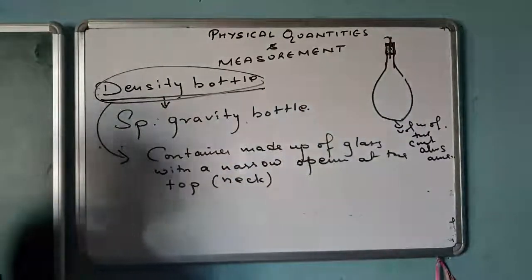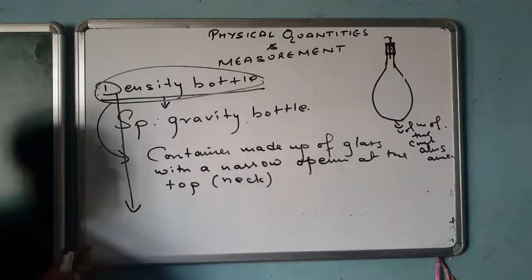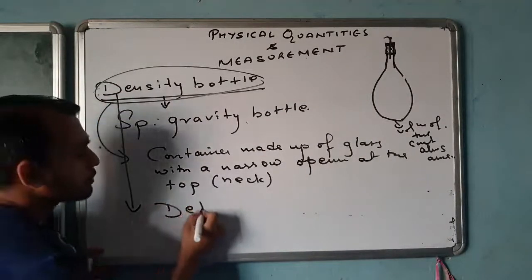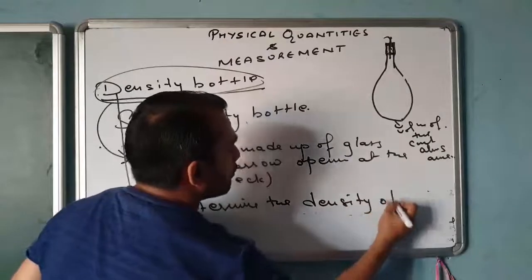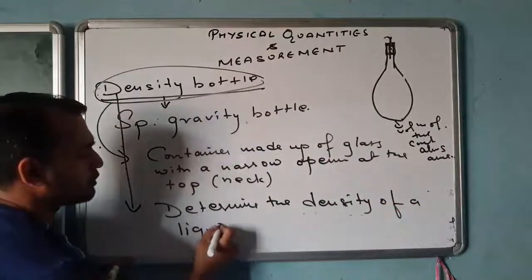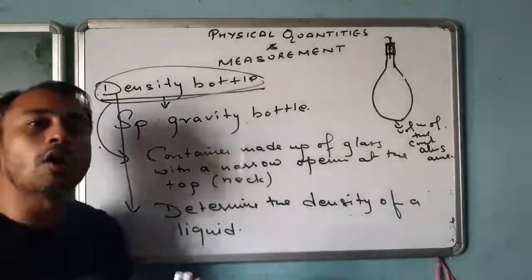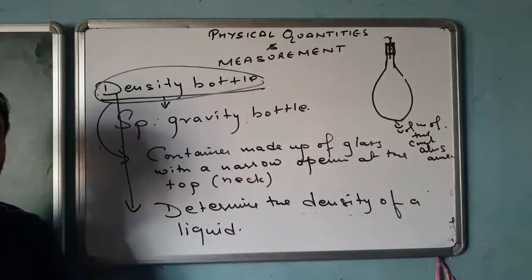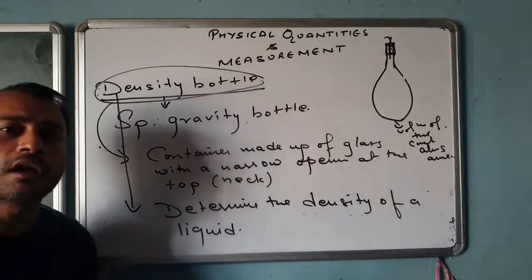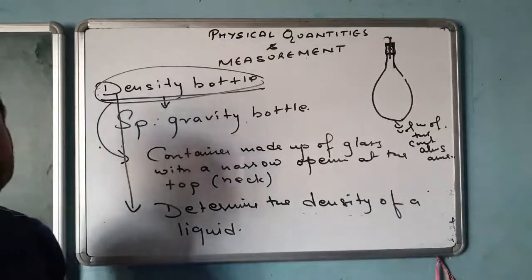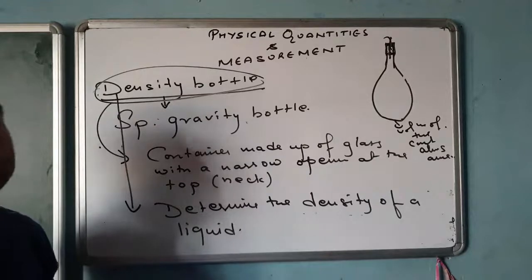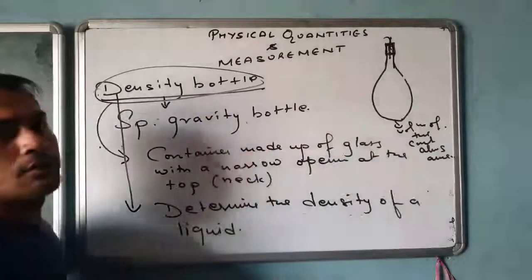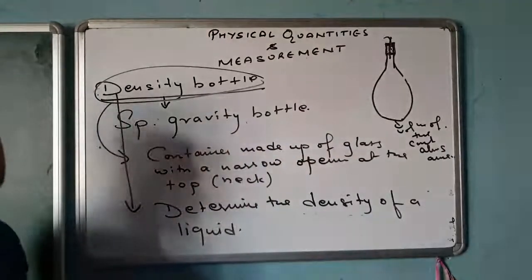Now, what is the purpose of a density bottle? Usually, this density bottle is used to determine the density of a liquid. Again, in the previous topic, we have learned how we can measure the density of a liquid, in which we measure the mass of the liquid, and to measure the volume, we took the measuring cylinder. But when we are using a density bottle, there is no need to find the volume using the measuring cylinder or a eureka can. The density bottle itself will help to find the volume as well as the mass.